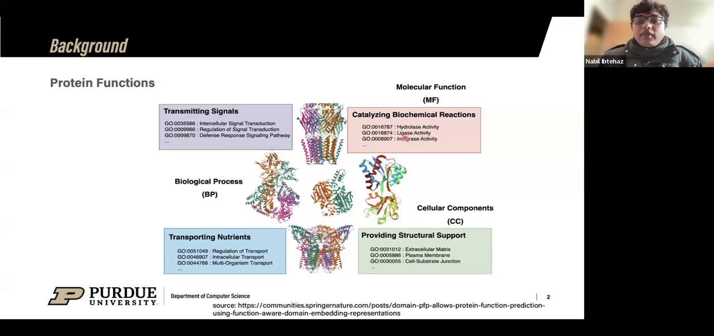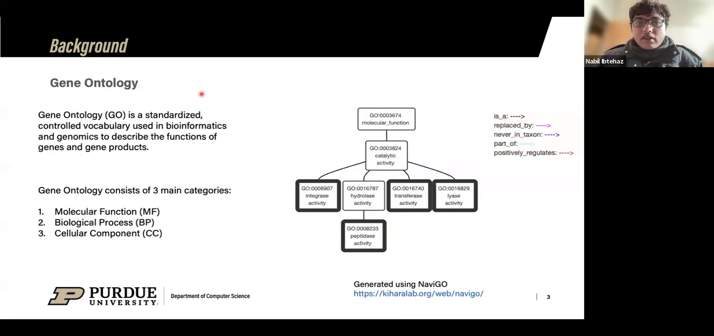Now, next to all the functions, we have some tokens shown as GO, then some number. These are actually called Gene Ontology IDs, and they're a standardized controlled vocabulary used in bioinformatics to describe the functions of genes and gene products such as proteins. And Gene Ontology consists of three main categories: molecular function, which expresses the exact function that is performed at the molecular level; biological process, which is kind of an extended version that involves multiple sub-processes; and cellular component, which represents the location or structures where the protein is active or that it contributes to building.